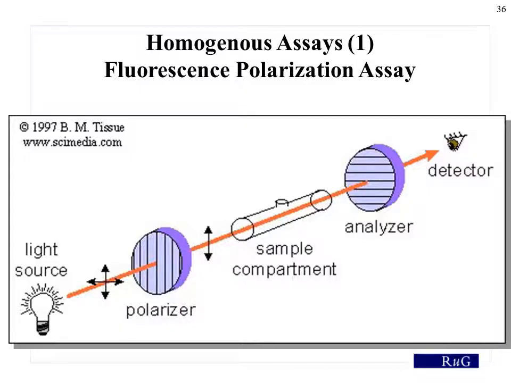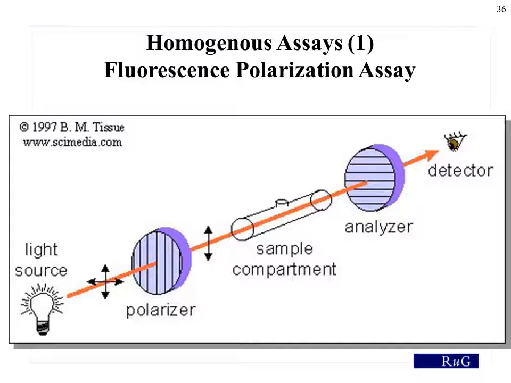Let's take a look how the fluorescence detection principle can be used to set up homogeneous assays. The first assay format is the fluorescence polarization assay. In this assay, light is passed through a so-called polarizer filter, and it is polarized in one plane, in this case the vertical plane. This polarized light then passes through the sample compartment where the assay is taking place and is partially depolarized. We will see in a minute how, and then analyzed in a filter that is perpendicular to the polarizer filter called the analyzer.